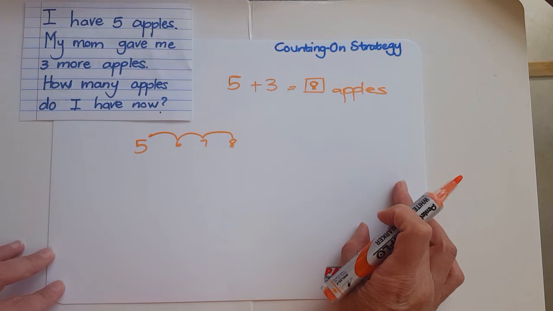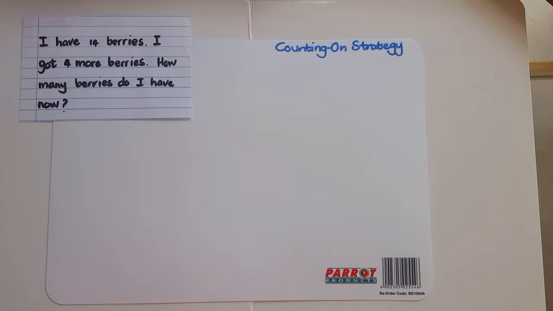We're now going to try another one. So my next word problem reads, I have 14 berries. I got 4 more berries. How many berries do I have now?